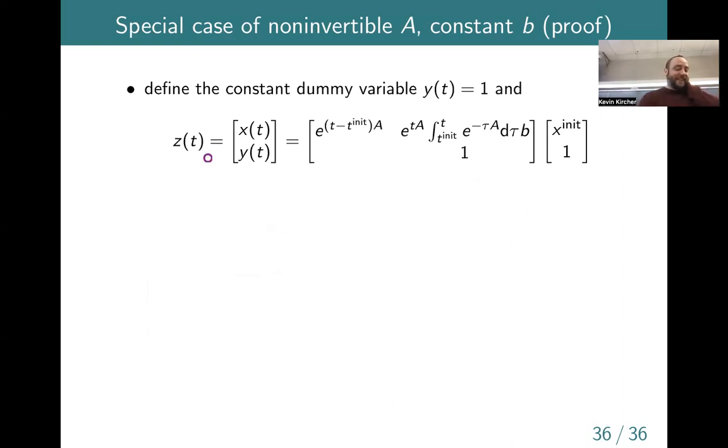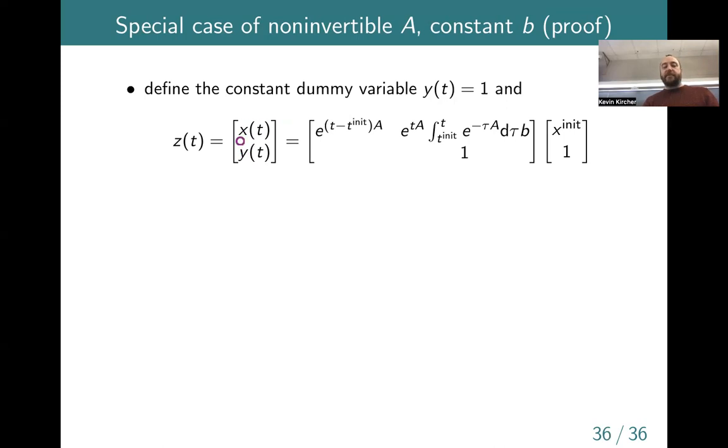So I'm just going to run through that in the last 2 minutes, and then you guys can go. Basically, we come up with a dummy variable, y, which is just identically equal to 1. It's just everywhere equal to 1. So the derivative of y, of course, is going to be equal to 0. And then we can form a new vector, call it z. So x is an n-dimensional vector and y is a scalar. So this thing, z, has dimension n plus 1. It's equal to x and then y.